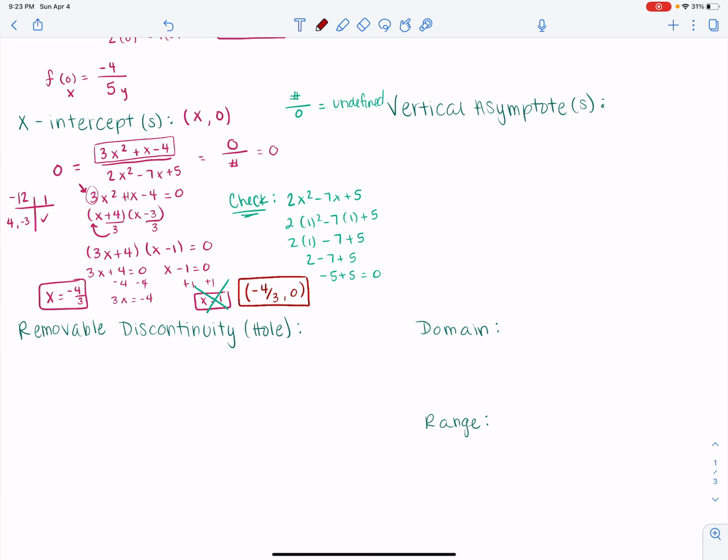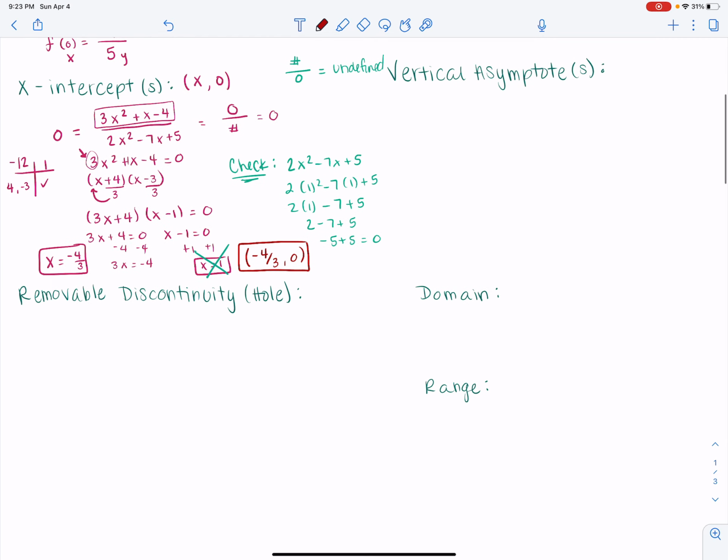Okay, the removable discontinuity, or the hole. Remember, when you find holes, you factor the numerator and the denominator, and then you figure out if they share any factors, right? So we already factored the numerator. We factored it to 3x plus 4, x minus 1. Now our denominator is 2x squared minus 7x plus 5.